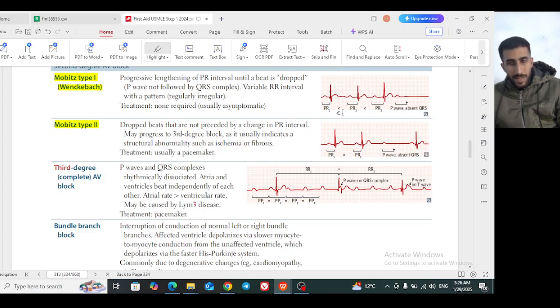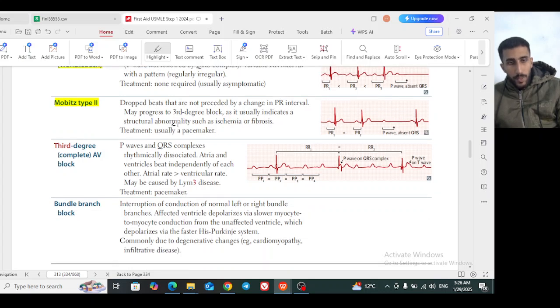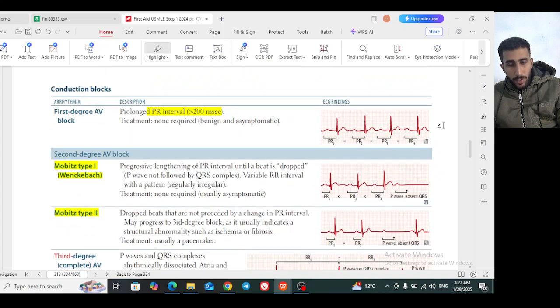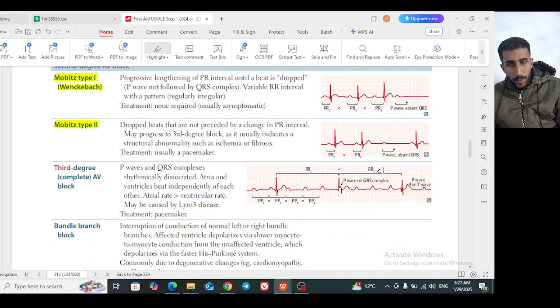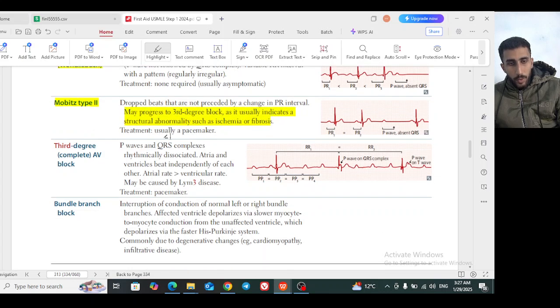Treatment is also for the asymptomatic. This is Mobitz type 1. You have to remember that Mobitz type 1 is the good, the benign, no treatment. But Mobitz type 2 has dropped beats not preceded by changes in the PR intervals. The PR interval is the same like first degree heart block, but suddenly a P wave is not followed by a QRS complex. This is Mobitz type 2, and it is an indication that this patient may progress into a third degree heart block, and you may consider the pacemaker. Not 100%, but usually you may give a pacemaker.